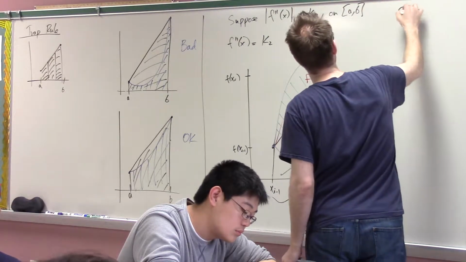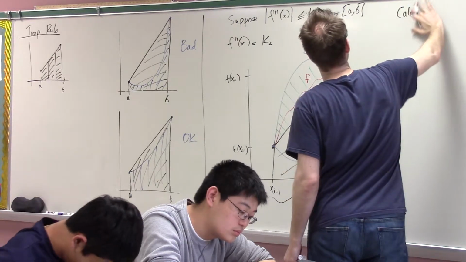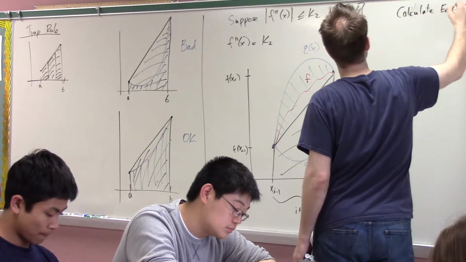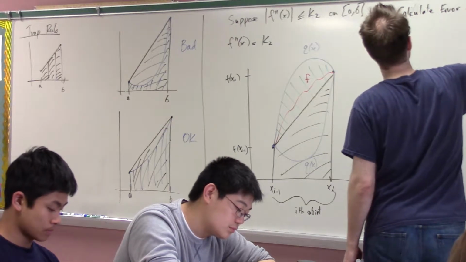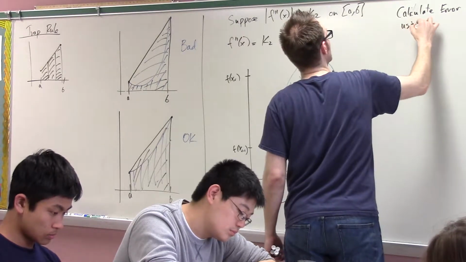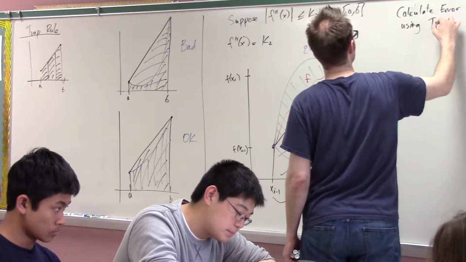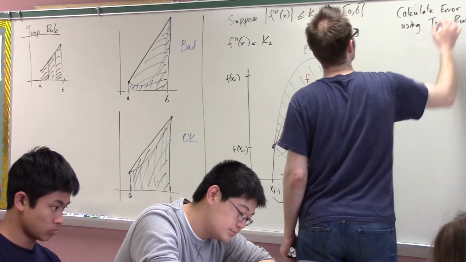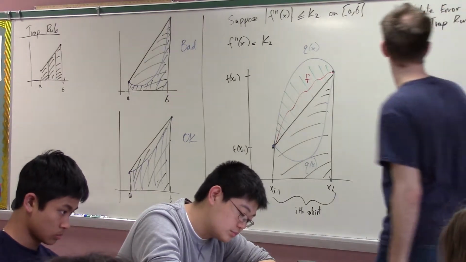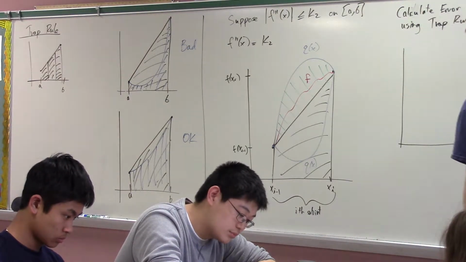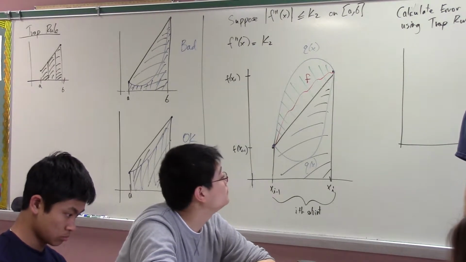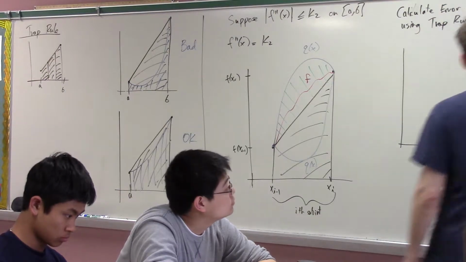So what we're going to do right now is calculate the error on the ith subinterval using the trapezoid rule. Instead of writing it out each time, I'm going to just call this h. So let delta x, which is b minus a over n, for algebra reasons, just be called h.